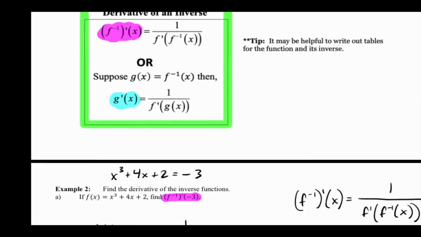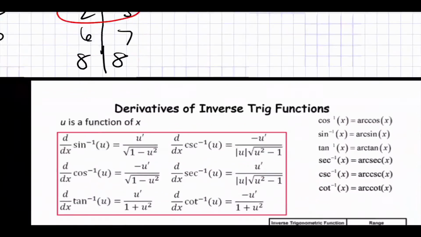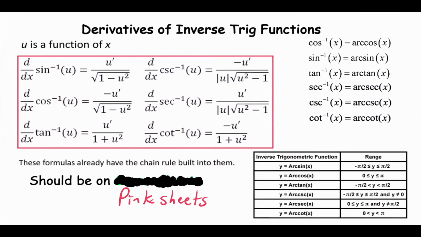So here's my question. For inverse trig, something has to swap. Something does swap. What is it? Does anyone know what swaps for inverse trig?